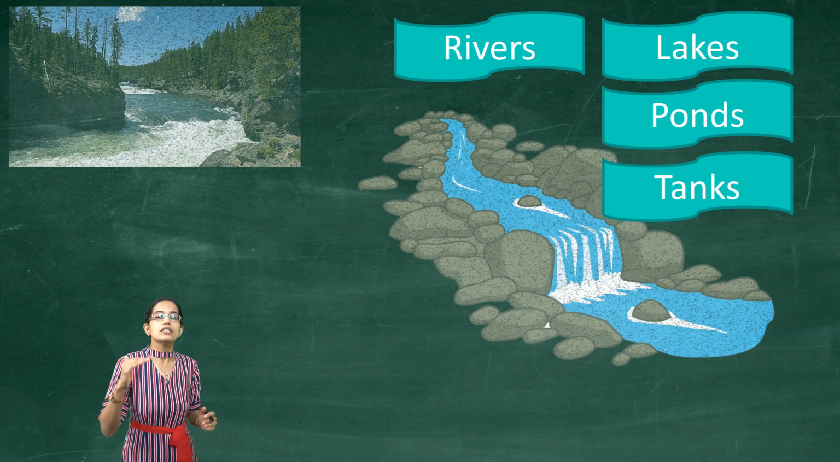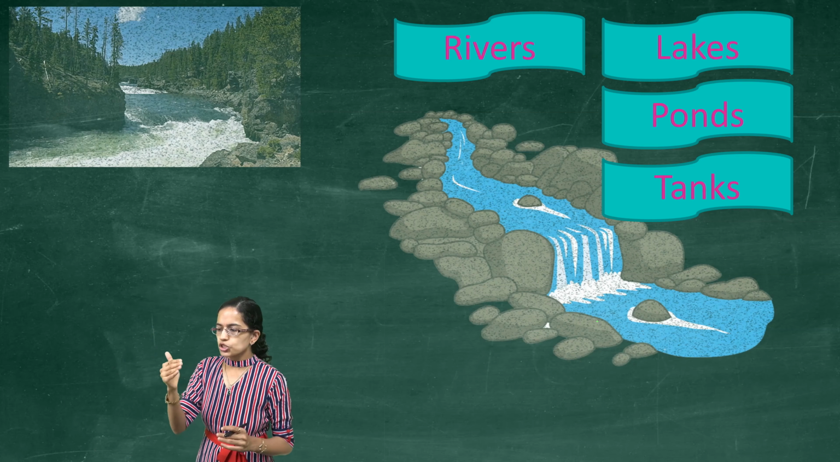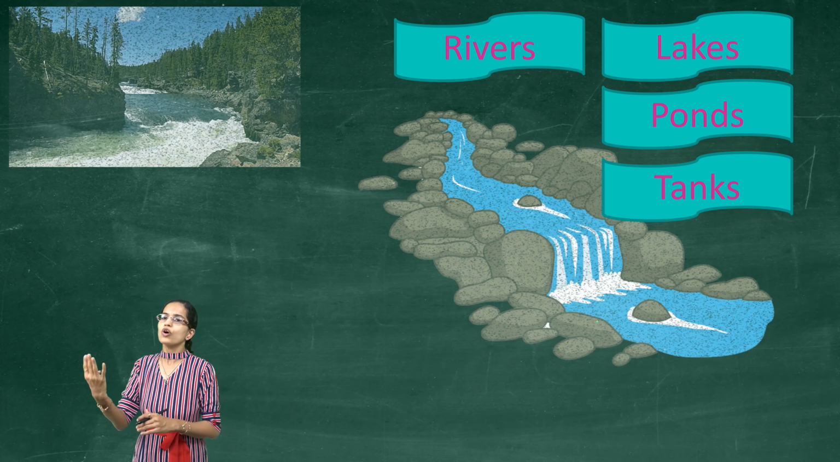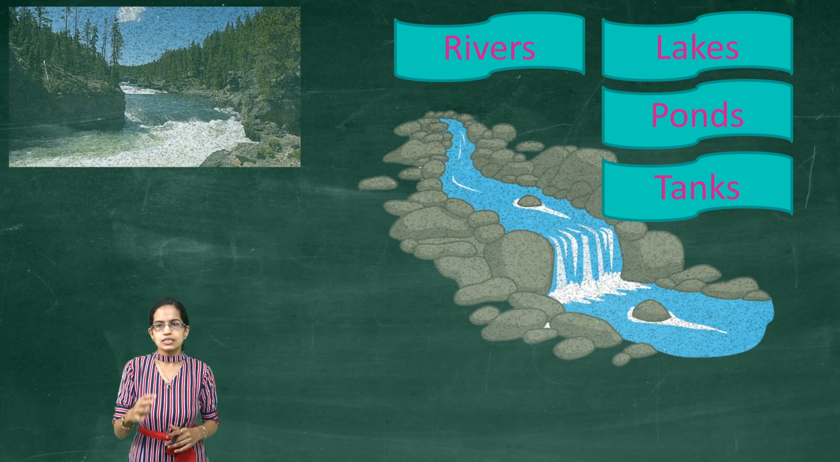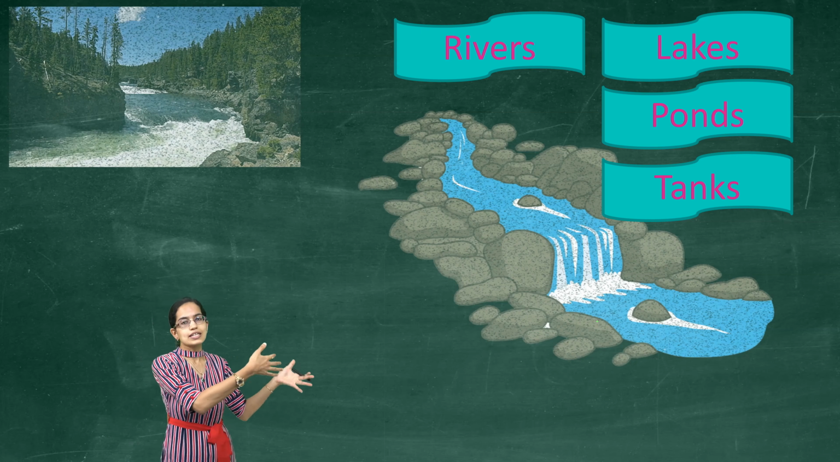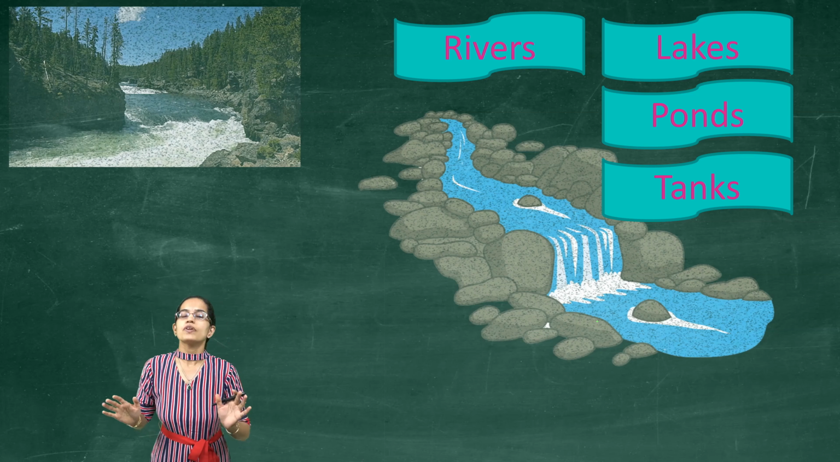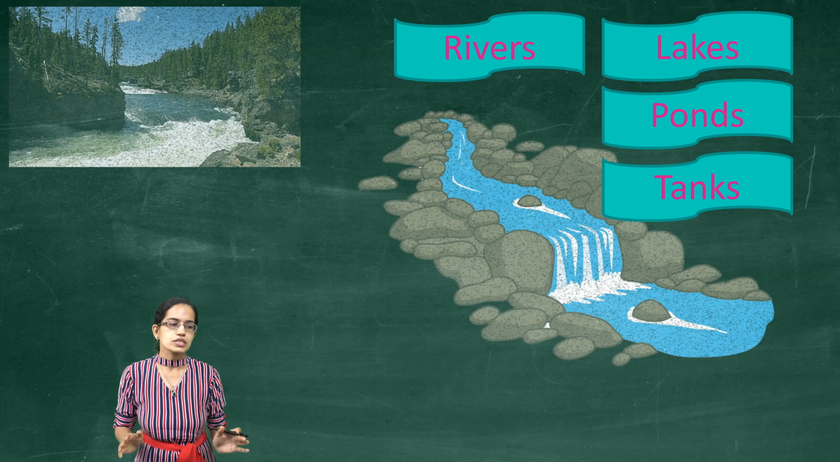To begin with, surface water. Now surface water is water which flows onto the surface. So there are four major sections under which we cover surface waters. Those are rivers which flow onto the surface. The water gets collected into lakes, ponds or tanks. So these are the major surface water sources that we quote.